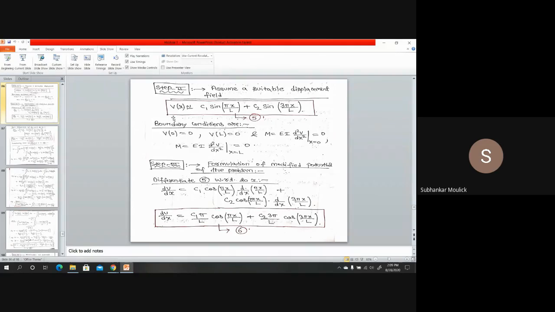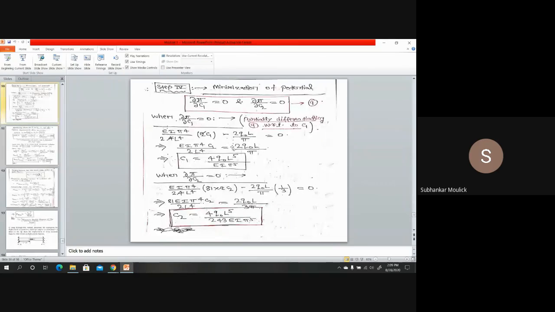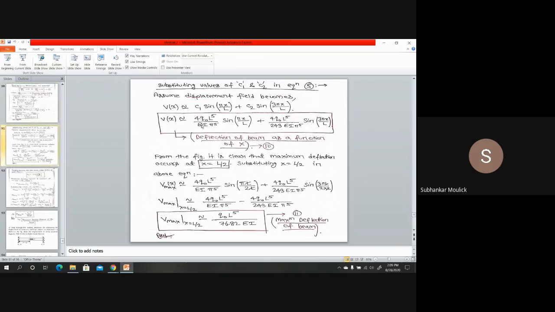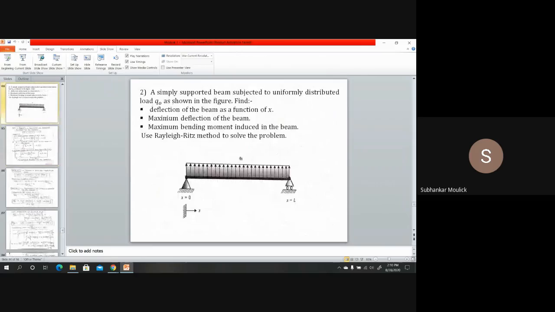I will get the deflection of the problem as a function of x for the entire problem, and that value comes out to be V of x is near about equal to 4 q naught L to the power 5 by E into I pi to the power 5 into sine of pi x by L plus 4 q naught L to the power 5 by 243 E into I pi to the power 5 sine of 3 pi x by L. That means the first part of the problem is done. That is deflection of the beam as a function of x.